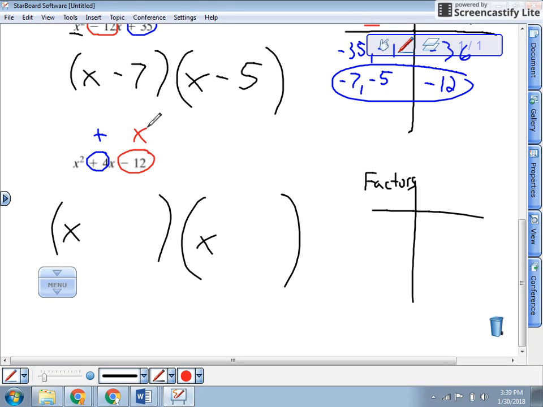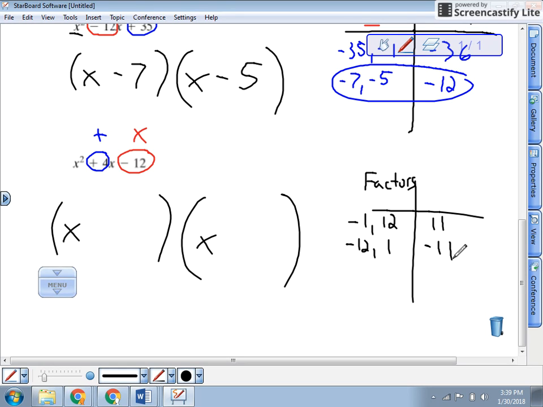Since it multiplies to a negative, it could be one of each sign. So our list is going to be pretty big. We could have -1, +12, because in order to get a negative number when multiplying, you've got to have one of each sign. But then you could also have -12, +1. You've got to check both. -1 plus 12 is going to be 11. -12 plus 1 is -11. So we want to add up to +4.